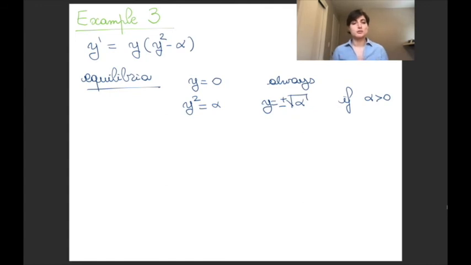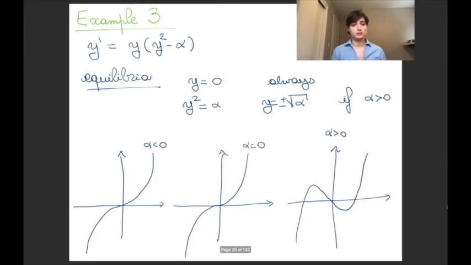It might be equal to 0, but in that case it overlaps with the other one. So we have a situation in which two equilibria exist only for some values of alpha and not for all of them. Let's try to see how this right-hand side looks. So I've drawn for alpha negative, for alpha equal to 0, and for alpha bigger than 0.